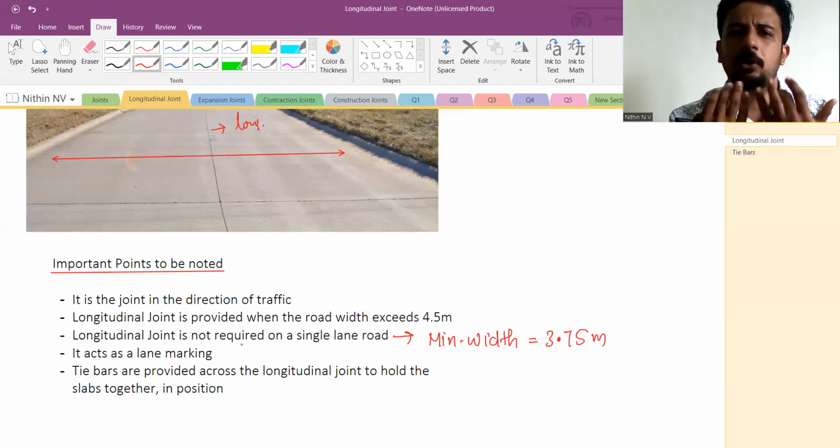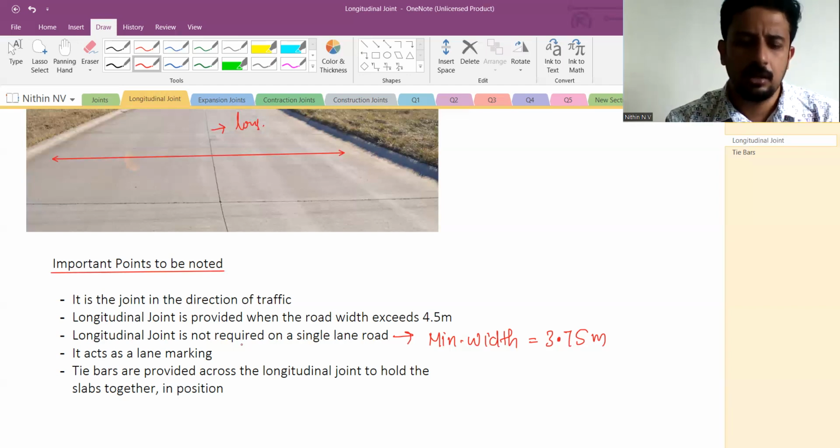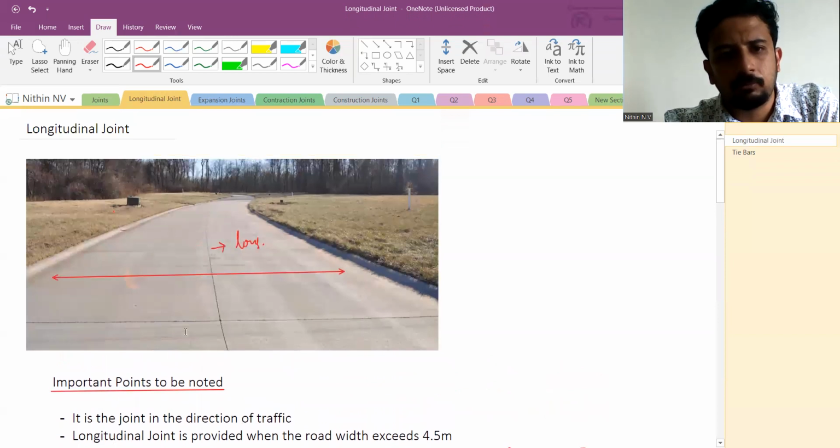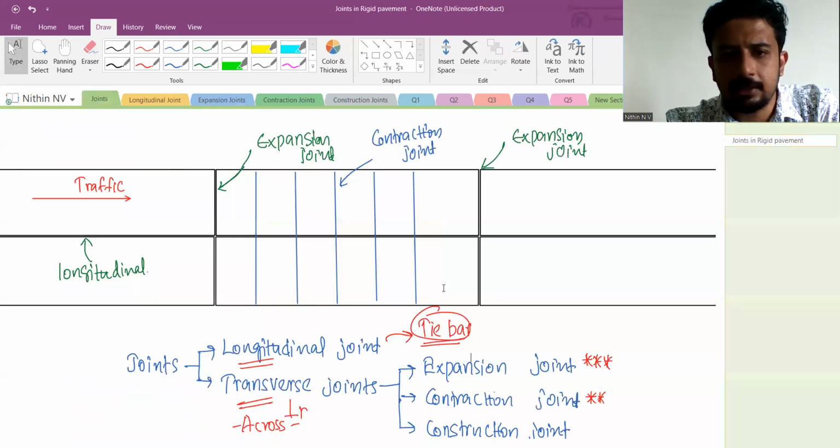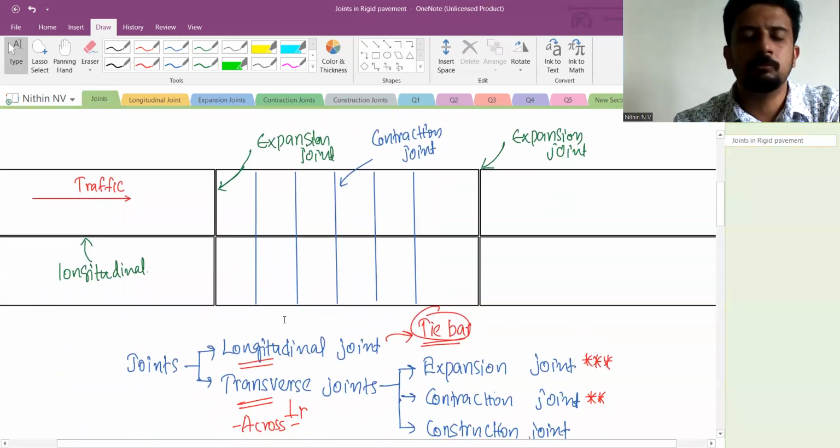Right? The proper gap may not be getting maintained every time. To maintain that gap, what we need to do? You can just connect these two slabs, very simply, using a tie bar or simply using a steel bar. That steel bar is actually called a tie bar. Understood or not? Okay, so if I take that previous image, see here.